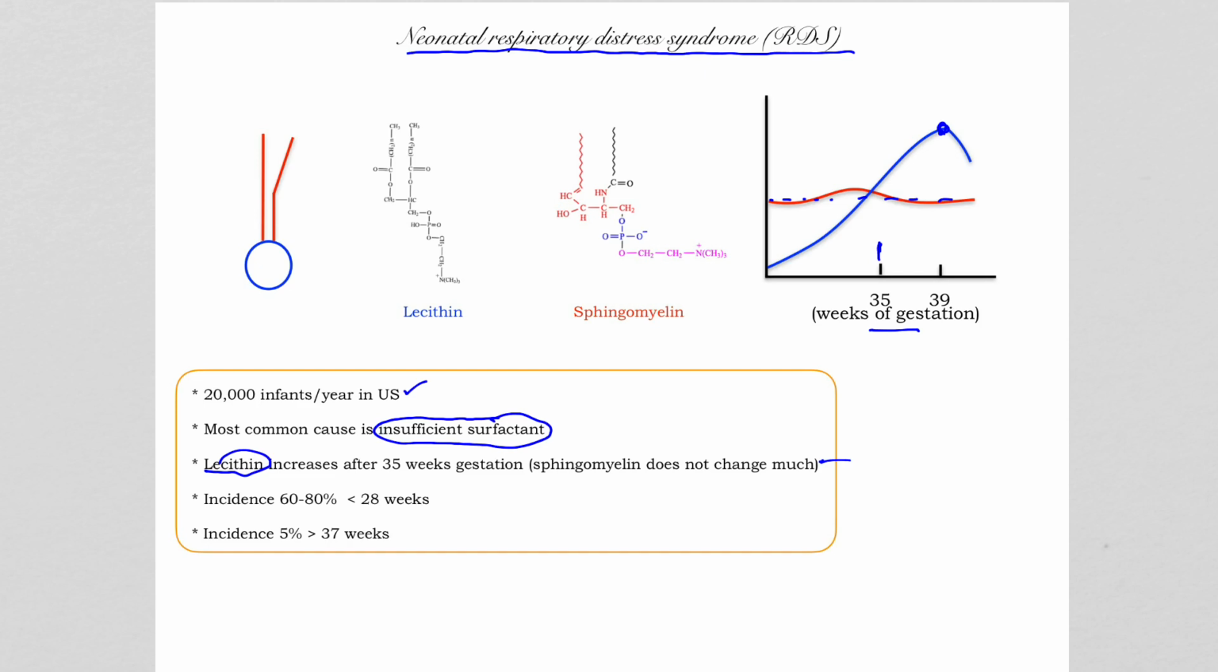So if the baby is born less than 28 weeks, the chances of getting RDS, the incidence is very high, 60 to 80%. If the infant is born beyond 37 weeks, then the incidence of RDS goes down much lower to 5%.